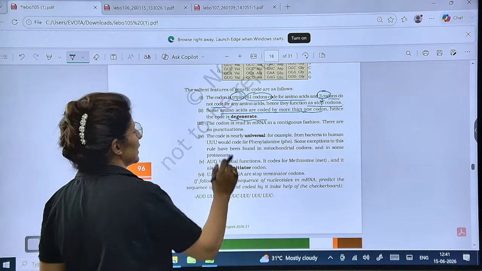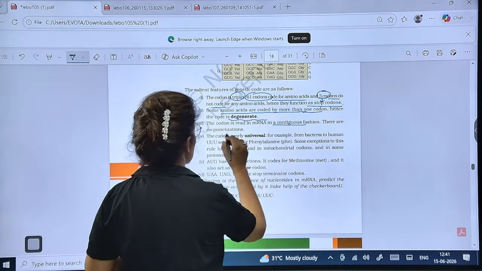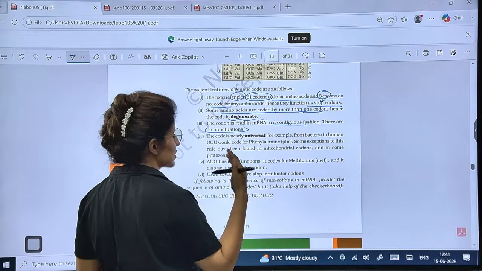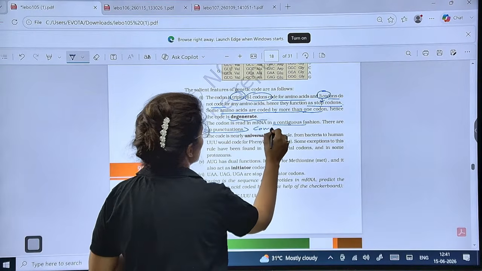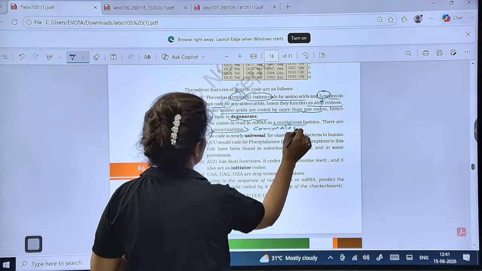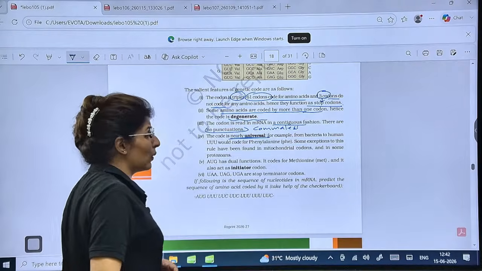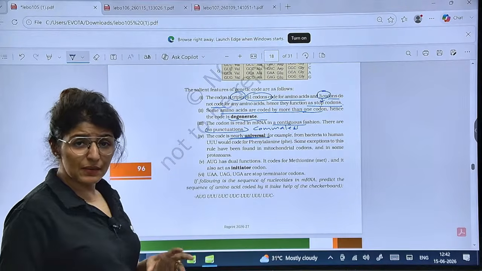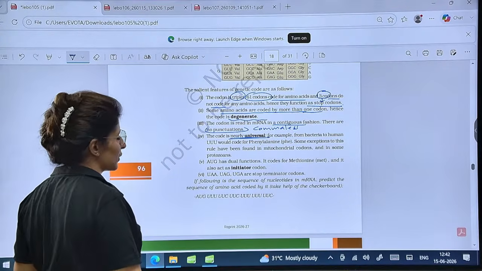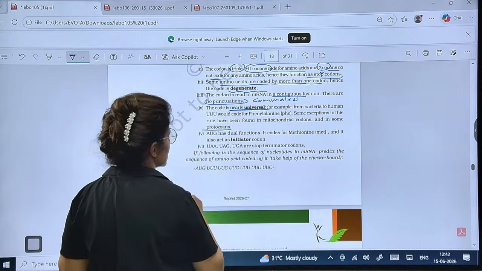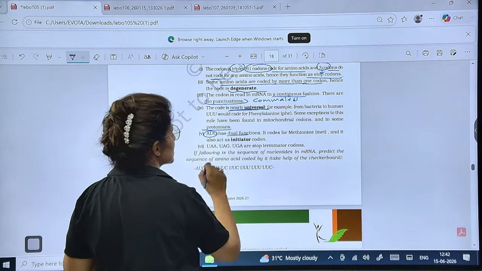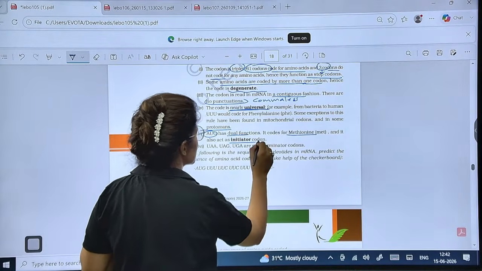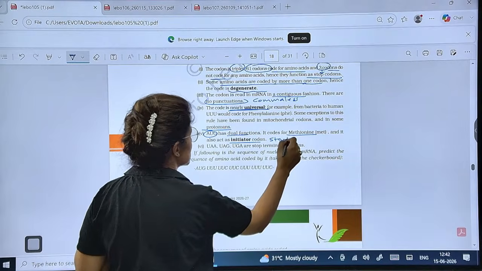Is it clear? Then it is always read in a continuous manner. There are no punctuations. It is comma-less. You can also call it comma-less. Nearly universal. Why nearly? Because there are some exceptions found in prokaryotes, in mitochondria and in protozoans. Then AUG has dual nature. It codes for methionine as well as it is a start or initiator codon.